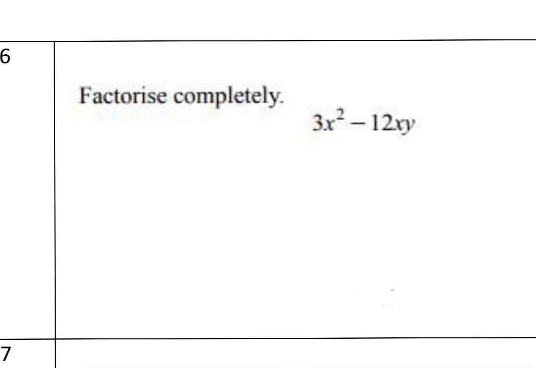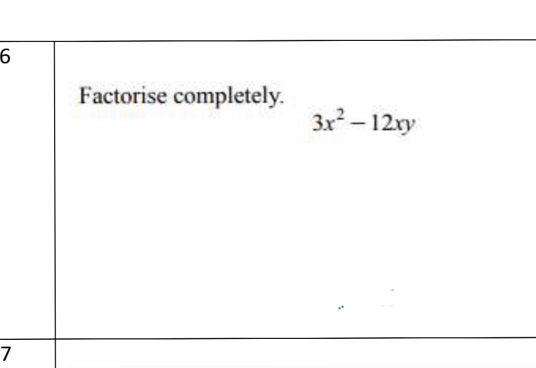Number 6. 3x squared minus 12xy. What is the highest common factor between 3 and 12? 3, because 12 is divisible by 3. For x squared and xy, we have x common, x power 2 and x power 1, so x power 1 is common, but y is not common. So the highest common factor between these two terms is 3x.